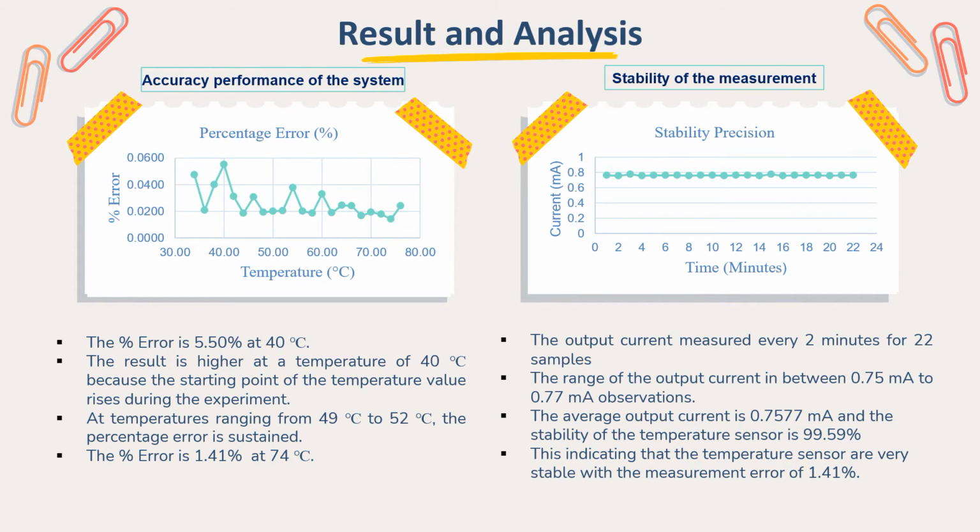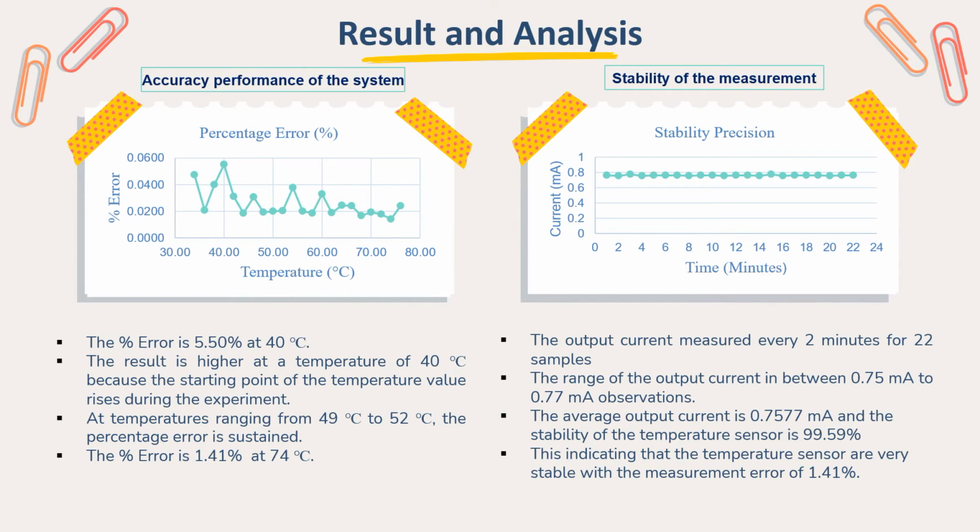The first graph shows the accuracy performance of the system. The error is 5.5% at 50 degrees Celsius. The result is higher at 40 degrees Celsius because the starting point of the temperature value rises during the experiment. At temperatures ranging from 49 degrees Celsius to 50 degrees Celsius, the percentage error is sustained, and the percentage error is 1.41% at 74 degrees Celsius.